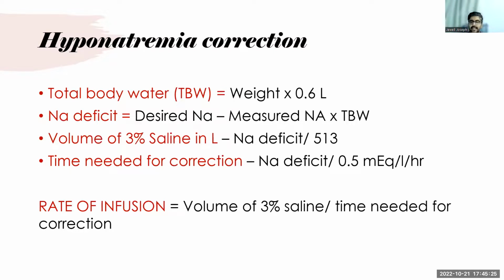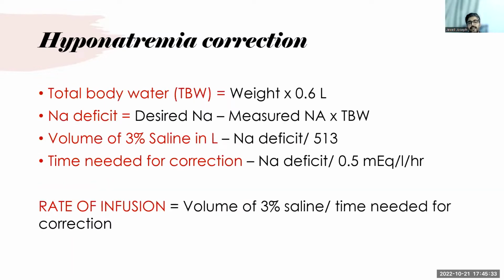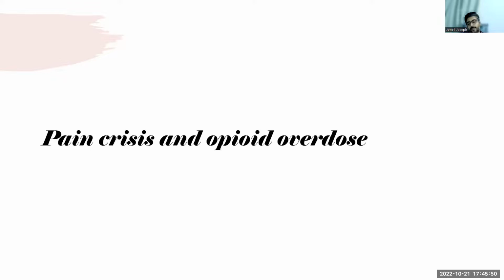Again, for hypertonic saline correction, you might all be very familiar with this formula. So what we usually do is we actually find the deficit. So the deficit is basically milliequivalents per liter. We'll find out the total body water, and then we'll find the total deficit, and we'll actually calculate the rate of infusion along with the amount of hypertonic saline that we need to give.